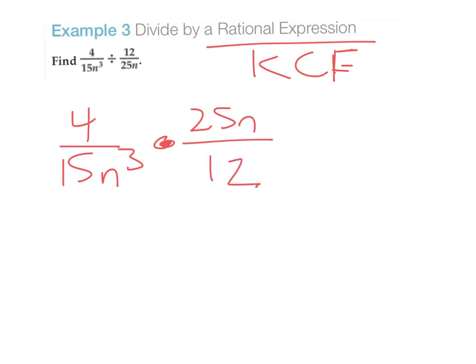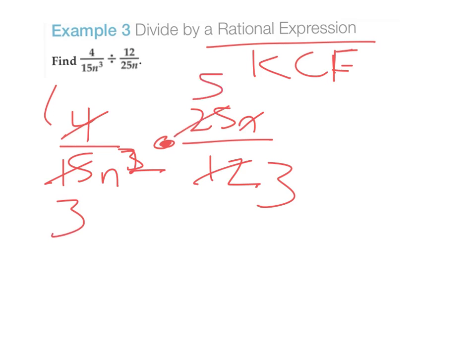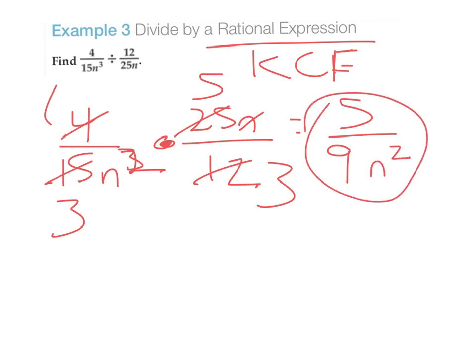And now all I'm going to do is cross cancel. My n cancels with one of the n's, so I have a 2 now. 4 cancels, makes this a 3. 5 goes in this 3 times, and 5 goes in this 5. And so now when I do my multiplication, 1 times 5 is 5, and then 3 times 3 is 9, and we have 2 n's left over, and so there's my answer.